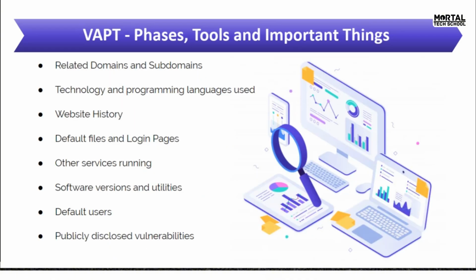So, while performing VAPT, what should you look for? This is the most important question and it comes down to narrowing your scope. You should look for related domains and subdomains, then the technology and programming languages used, website history, default files and login pages, other services running, software versions and utilities, default users, publicly disclosed vulnerabilities, and other factors.